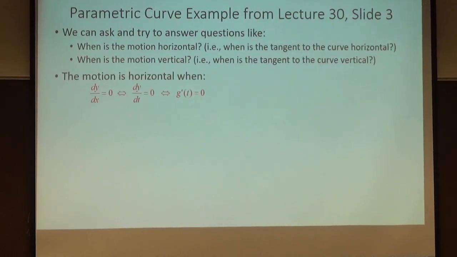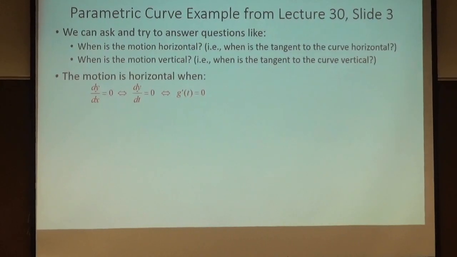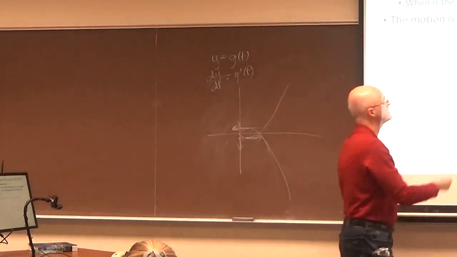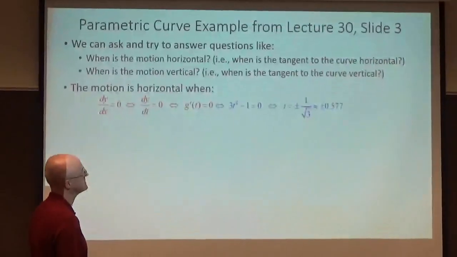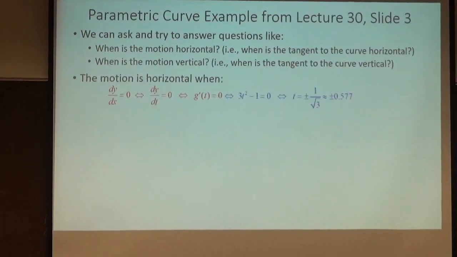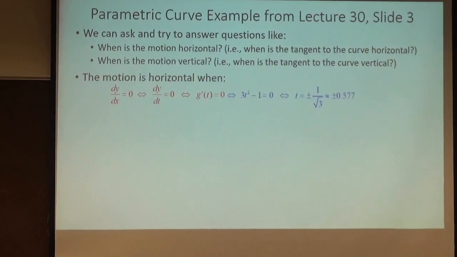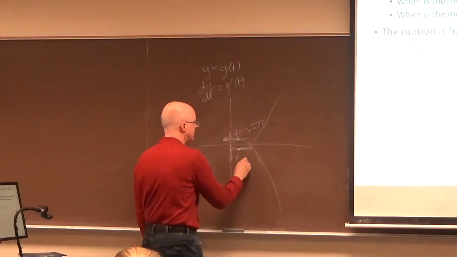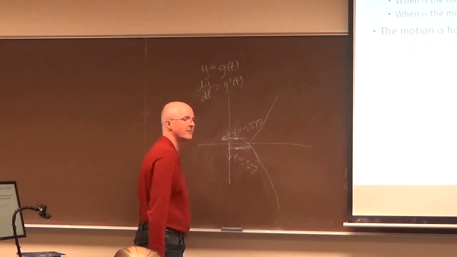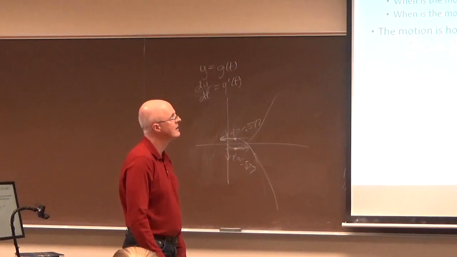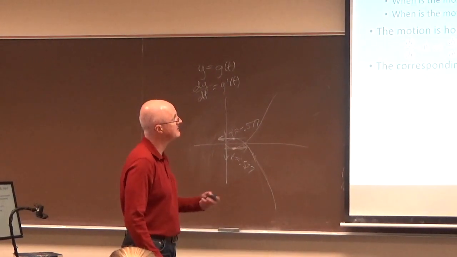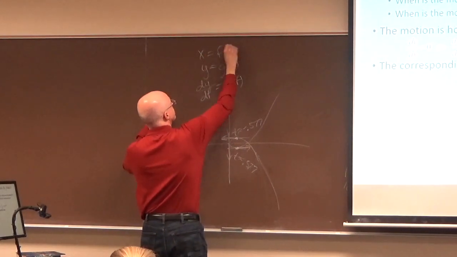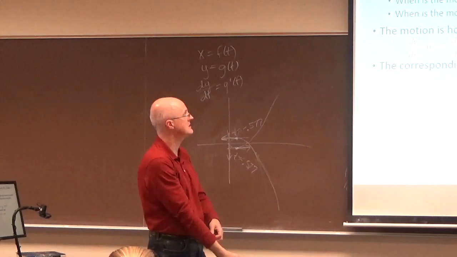y was g of t, so dy/dt is g prime of t. That ends up being 3t squared minus 1, which you can solve for t to be plus or minus 1 over root 3, which is approximately plus or minus 0.577. You'll be here when t is negative 0.577, and you'll be down here when t is positive 0.577. The motion is horizontal. Well, the coordinates of those points can be found by plugging that t into the two functions f and g. So there's the answer. I'll leave it to you to check that.